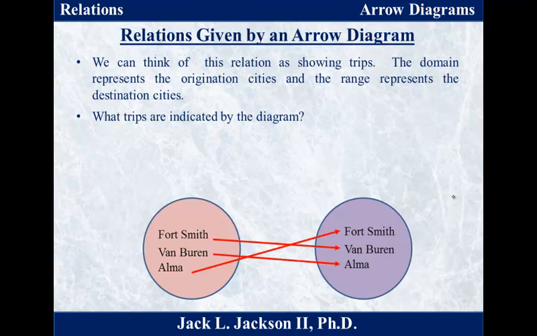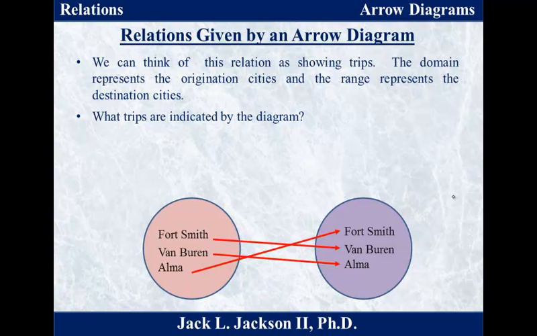So we can think of this like, for example, showing a trip. The domain represents the origination city, and the range represents the destination cities. And so we can have some trips going on here. Now we're thinking of the trip. It's not so much where you start or where you end, but the journey that's part of it. Notice that we're thinking of this a little bit differently, but it's still the same idea. We still have ordered pairs, but we're thinking of this more dynamically, as something is happening now.